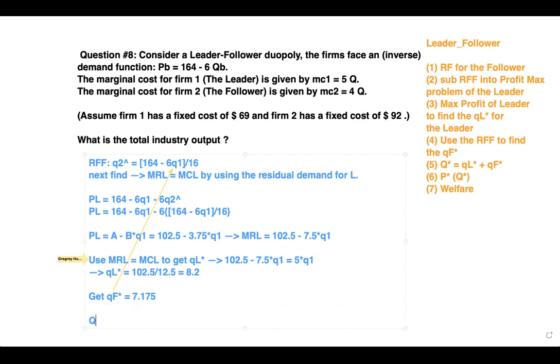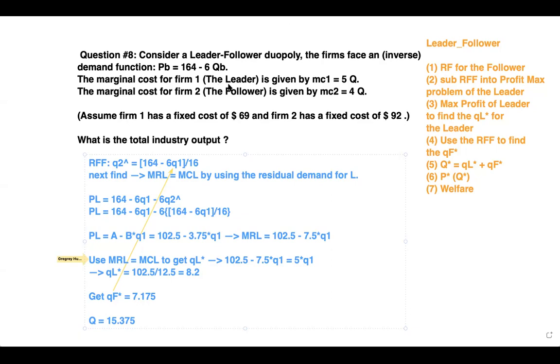So then we have our final answer, right? Which is the industry quantity, and we have it up over there on the left. We just add these two quantities together. And so what did you guys get in the end? You want to tell me, Tommy? I got 15.375. Okay, so yeah, 15.375.